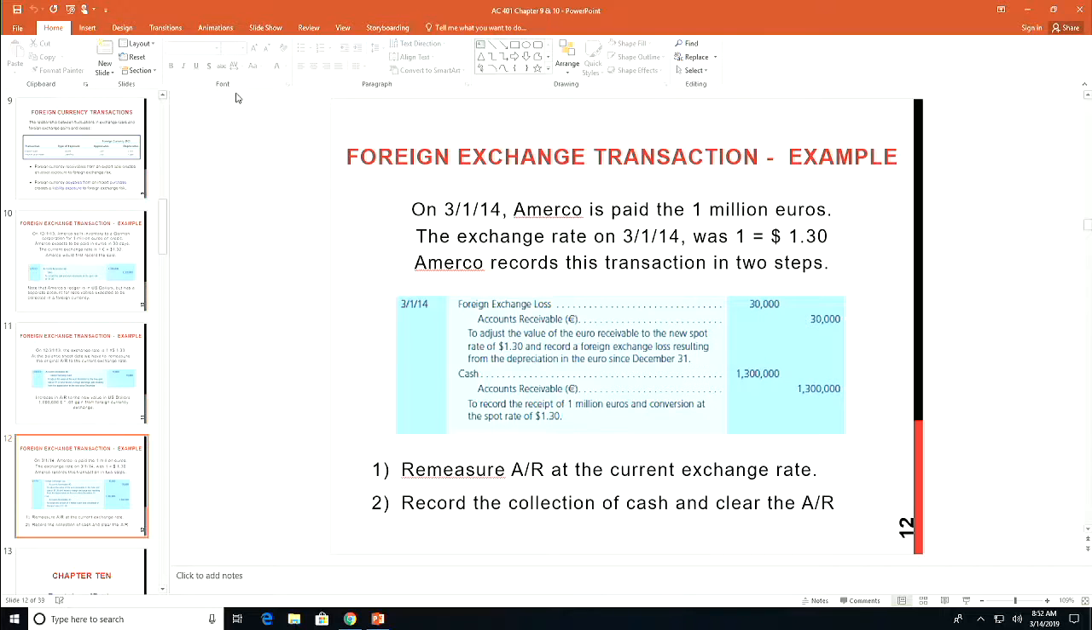And now on March 1st, when you received all of your euro, you will go to the foreign exchange market. You will convert those euro into dollar, right? Exchange rate is 1.3. You will get exactly 1,300,000. You received all of your account receivables. You debited cash. You credited account receivables. So the deal is done. We don't have any more account receivables.